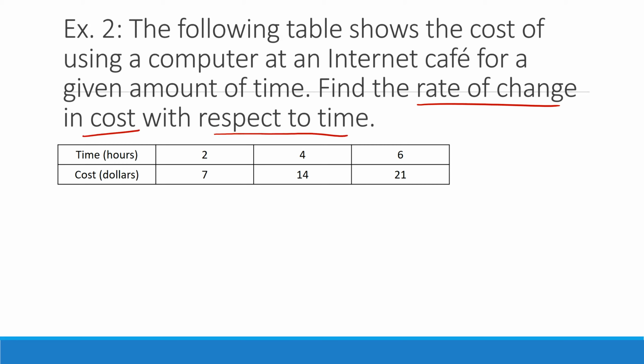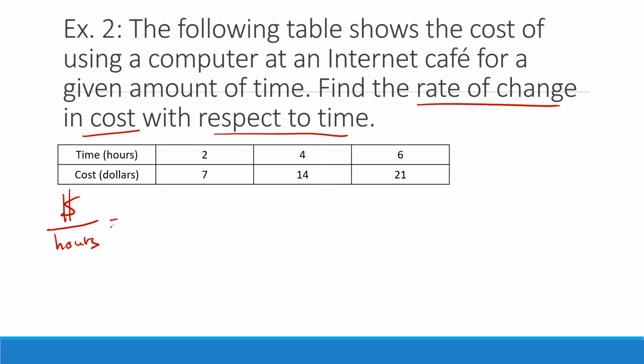to time. So when I see cost with respect to time, that means that I should have dollars on top and I should have time on the bottom, which in this case is hours. So my final answer should be dollars over hours. I want to see how much the dollars are changing every hour. And I can do this by calculating a slope.